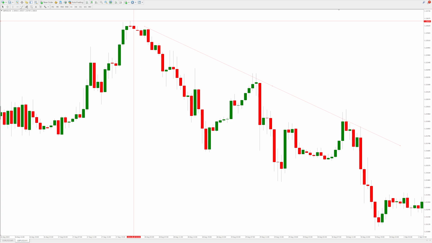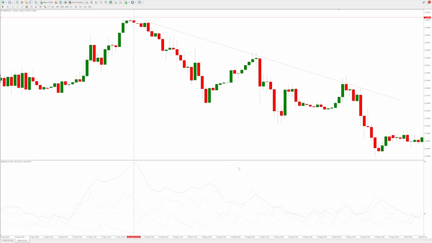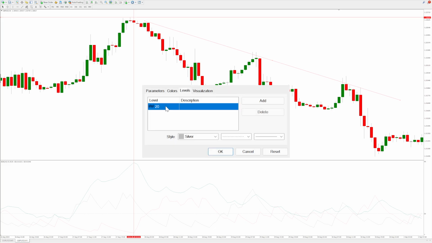Okay, let's add an ADX indicator. So basically the ADX indicator is used to identify trends, market trends. When the green line is above the red line, the green line being the plus DI, the red being the minus DI, when the green is above the red, it suggests we're in an uptrend. When the red is above the green, it suggests we're in a downtrend. And I've added this 20 level to the ADX. You can change the level there from the settings.